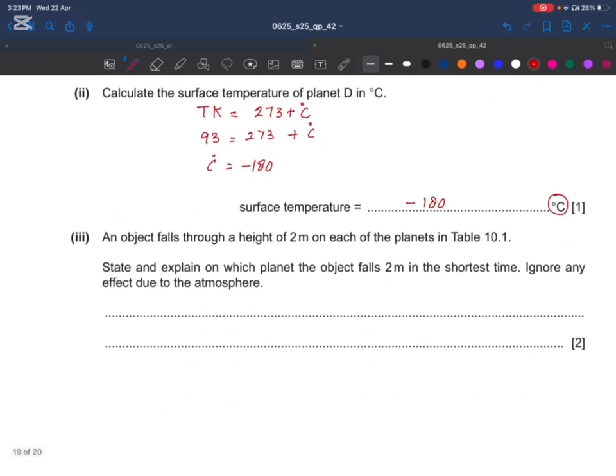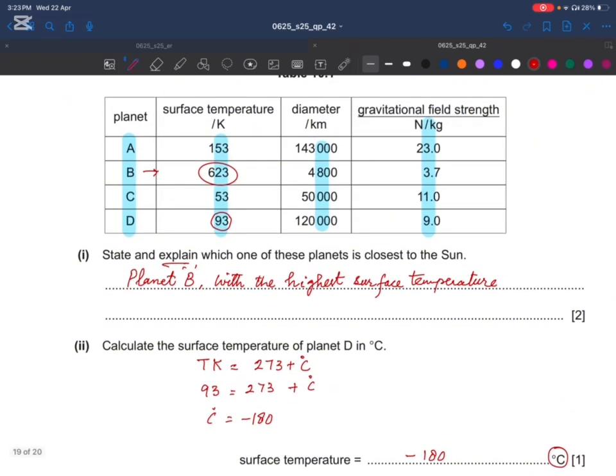Then what they are saying: an object falls through a height of 2 meter on each of the planets in table 10.1. State and explain on which planet the object falls 2 meter in the shortest time. Ignore any effect due to the atmosphere. So simply you can say that here we have to think about the gravitational field strength. So gravitational field strength of which planet is the greatest?